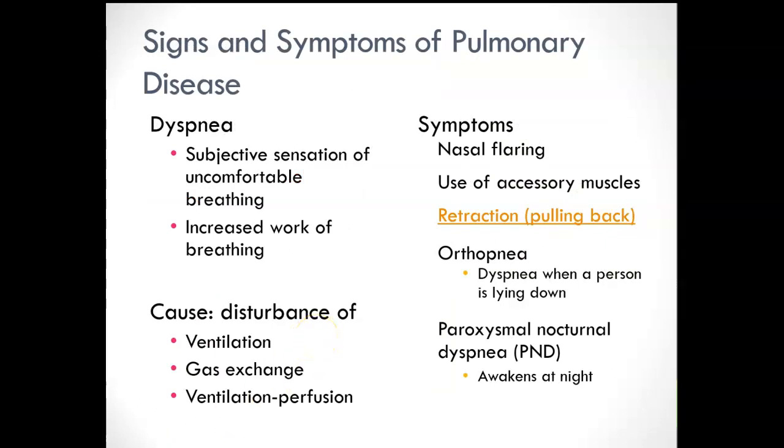So signs and symptoms of pulmonary disease: dyspnea, right? Hard time breathing, increased work of breathing. You can tell increased work of breathing is someone who's using all of their accessory muscles. They're tripoding. They really have a hard time breathing when they're laying down. They may have nasal flaring where their nares open up a little bit. That's an attempt to bring in even more oxygen with each respiration.